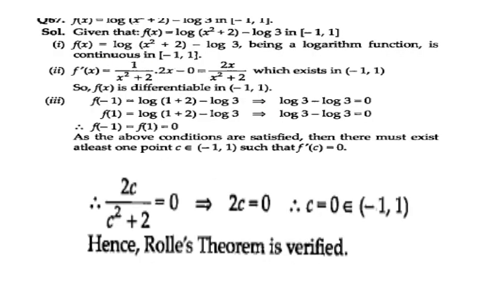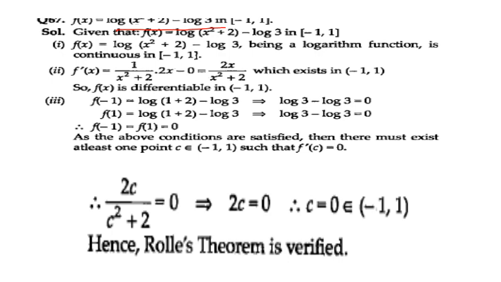Next, f of x is equal to log(x squared plus 2) minus log 3 in the closed interval minus 1 to plus 1. So f of x is log(x squared plus 2) minus log 3. What is f dash x? 1 by (x squared plus 2) into 2x, minus 0, since log 3 is a constant and its derivative is 0.